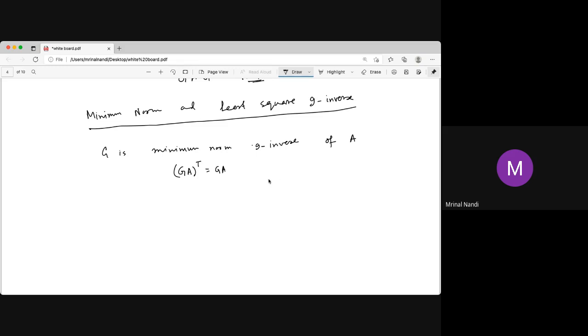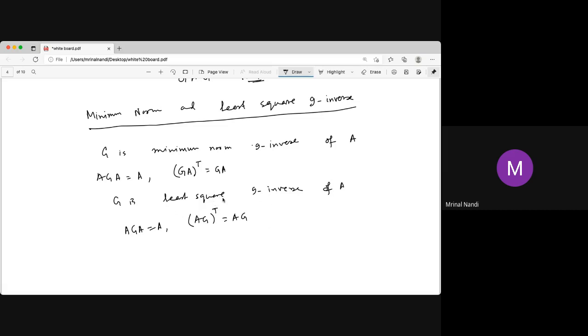And what is least square? In a similar way, G is a least square G inverse of A if AG transpose equals AG. So AG is symmetric. Obviously AGA equals A must hold, because first of all it must be a G inverse. So AGA equals A and AG transpose equals AG means it is least square, and GA transpose equals GA with AGA equals A means it is minimum norm.